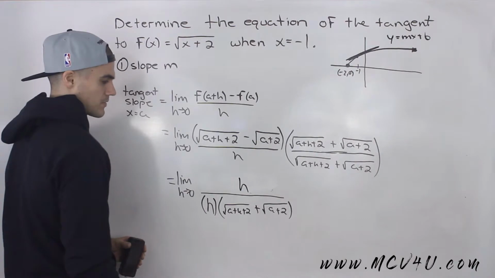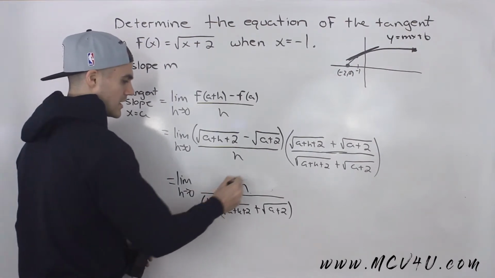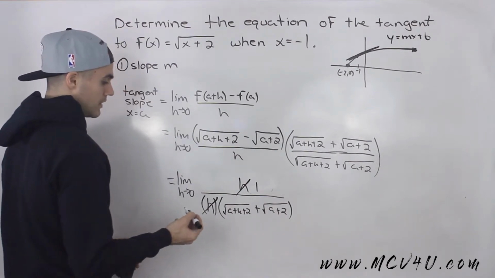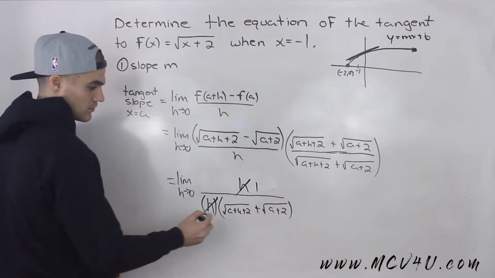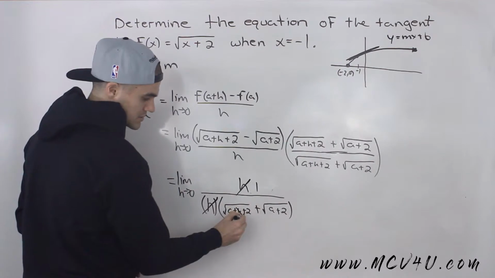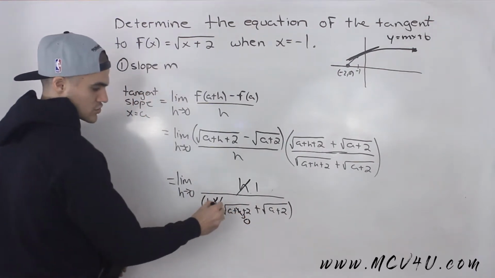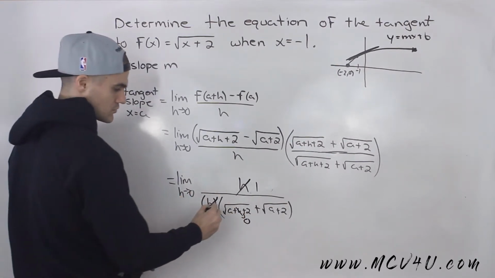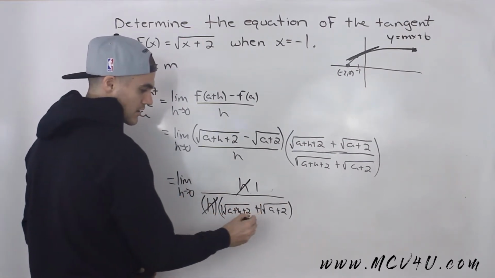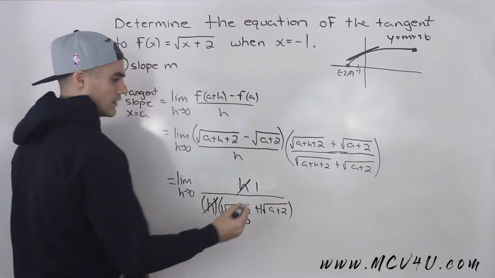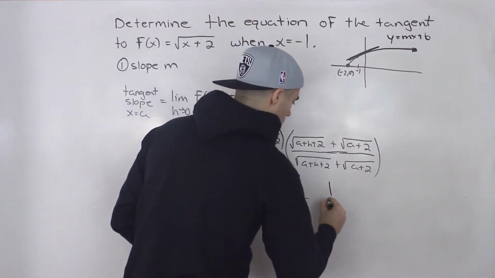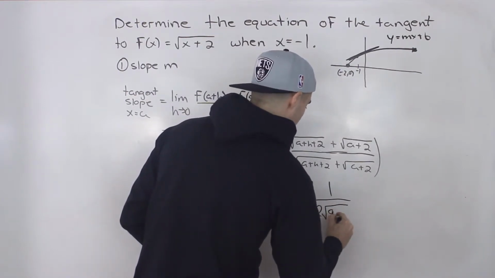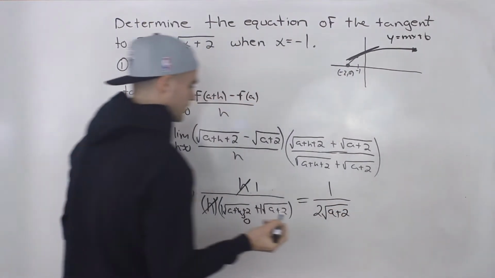Denominator stays the same. And now notice the h's cancel out and we're left with 1 up top. And now we can plug in an h value of 0. So this h here would go to 0. So we would have the square root of a plus 2 plus the square root of a plus 2. Those are like terms, so we just have to add the coefficients that are in front, 1 and 1. So our final answer is 1 over 2 square root of a plus 2.